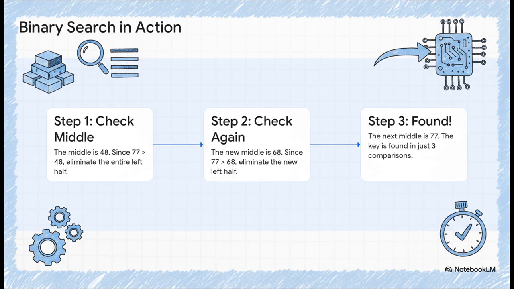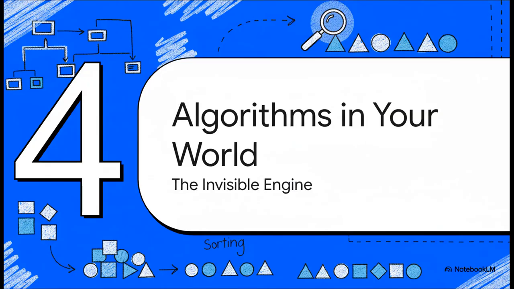Then we do it again on the half that's left. The new middle is 68, still too small, so we throw that half away. And on our third try, we land right on 77. Just 3 checks to find our number in a list of 16. It's incredibly efficient. Okay, so these ideas, sorting and searching, they might seem a little abstract, right? But I promise you, these are the invisible engines running constantly, quietly, in the background of your daily life.